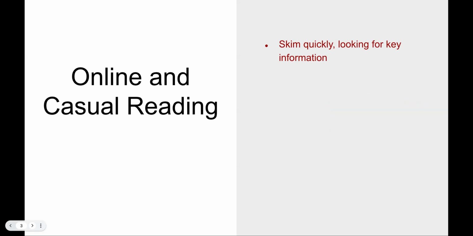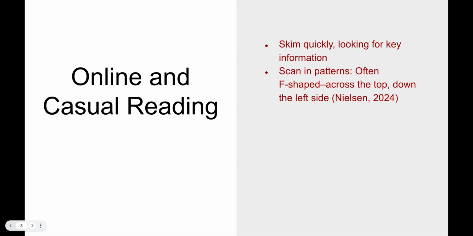Online and casual reading involves a lot of skimming quickly, looking for information. There's a lot of research out there that says that when we are reading online, which is a lot of what we do when we read casually, our eyes don't just go over every line. They jump around in an F-shaped pattern. So we're going to go across the top, and then we're going to go down the left side, and then maybe over every once in a while. So maybe an F or an E shape.